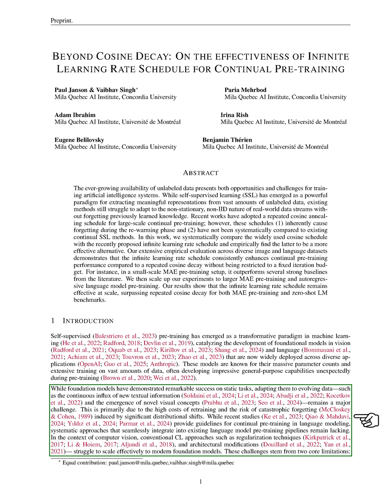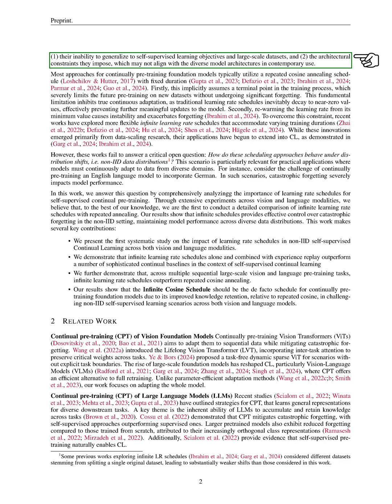In computer vision, traditional continual learning methods, such as regularization and architectural changes, struggle to scale with modern foundational models. This is due to two main issues: their inability to adapt to self-supervised learning goals and large datasets, and the limitations they impose on model architecture, which may not suit the variety of current models.